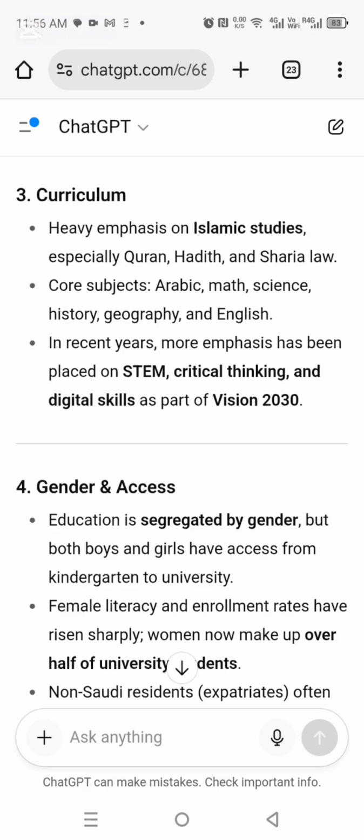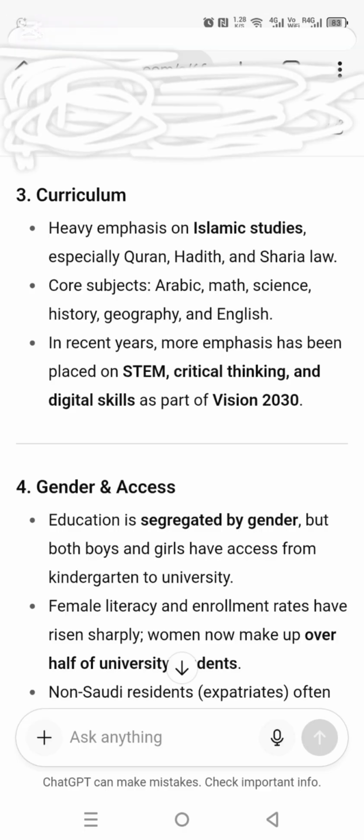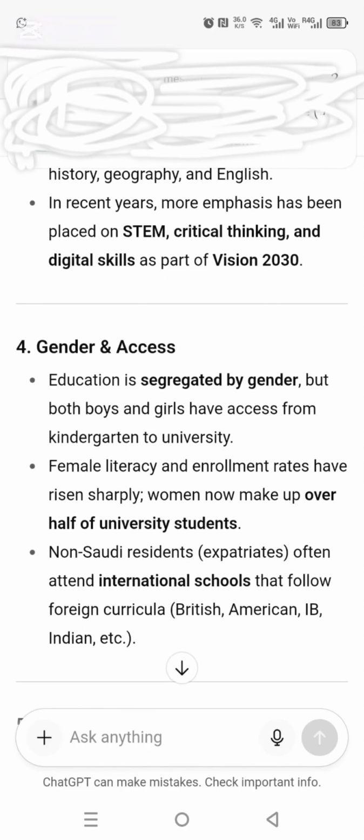Because we are more into theoretical things. We have critical thinking that I'm going to give to Kenyans, but we lack. Okay, yeah. Then we have the gender and access.